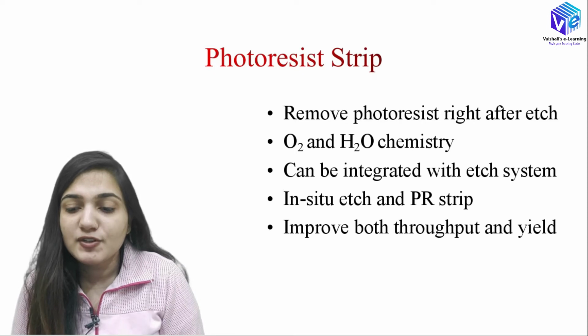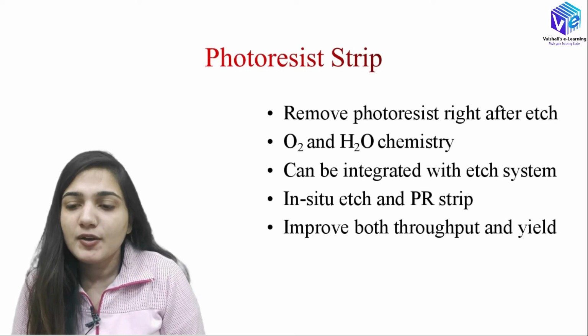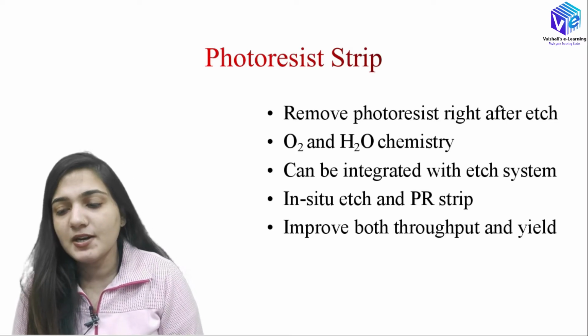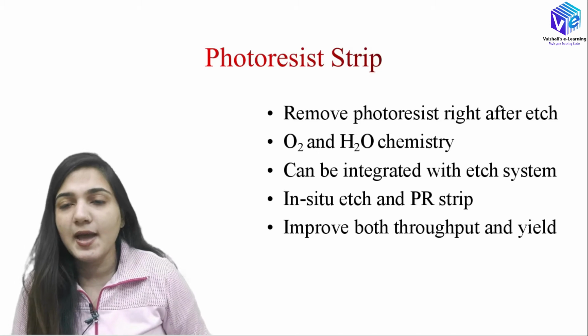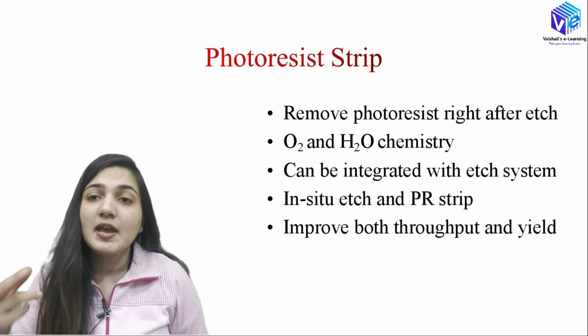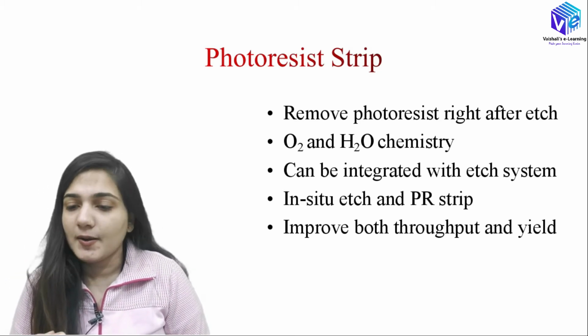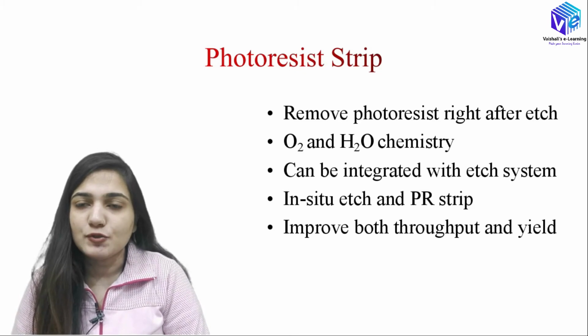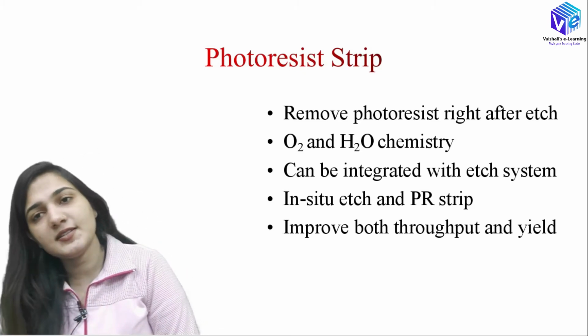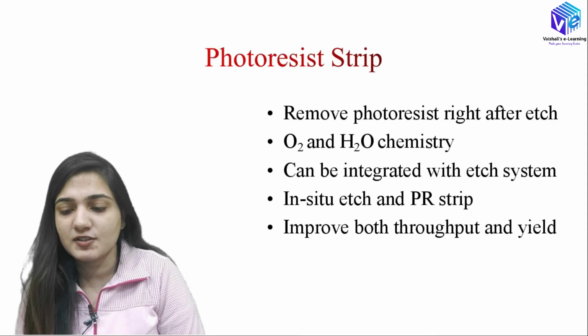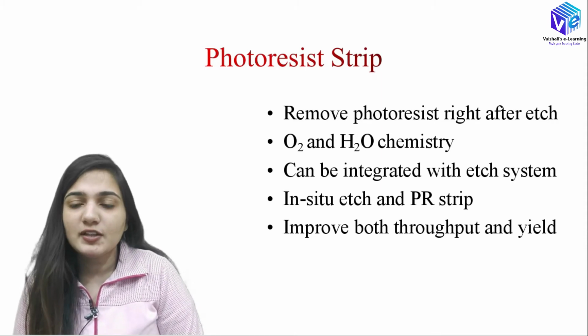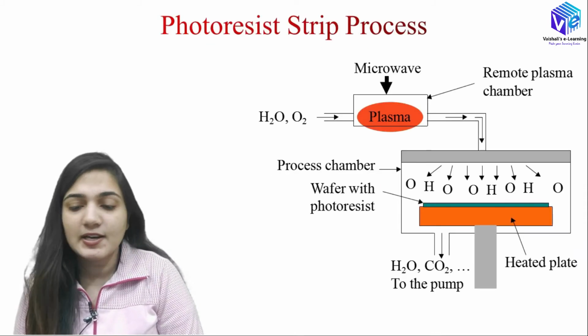Okay, for that we should understand the O2 and H2O chemistry. This photoresist stripping system can be integrated with the etch system, and this process is combined in situ with the etching system. So when we have the etching system, in situ we are performing the photoresist stripping also. It will improve the throughput as well as the yield.